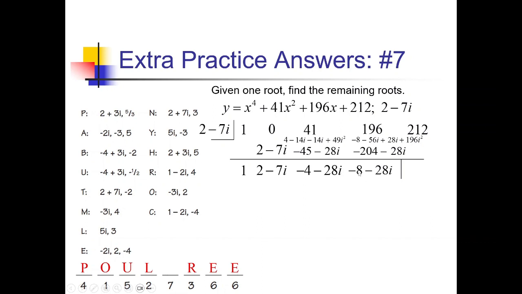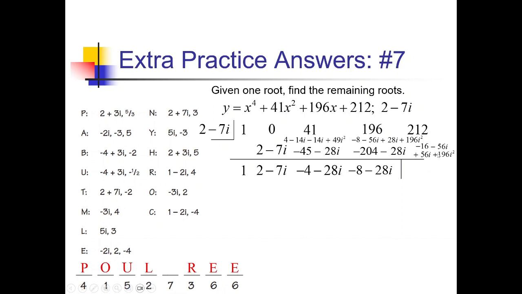And here we go again, a third set of foiling. This is getting ridiculous. So we've got 2 times negative 8, that's negative 16. 2 times negative 28i is going to be negative 56i. Negative 7i times negative 8, that's going to be positive 56i, which I'm going to write here because I'm out of room. I can't go horizontally anymore. And then negative 7i times negative 28i, that's again going to be 196i squared. It's the same as last time, right?